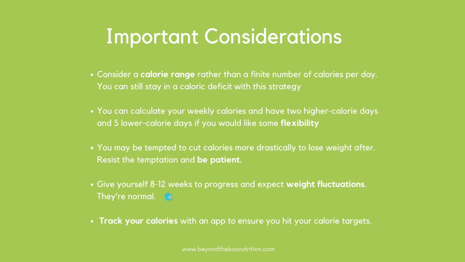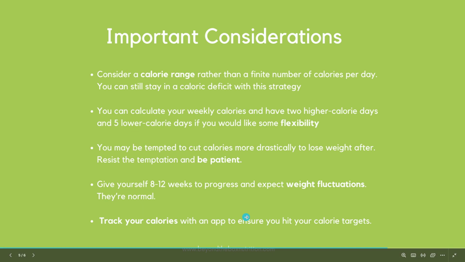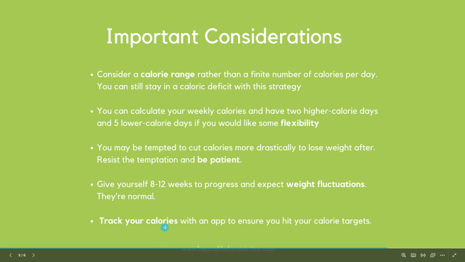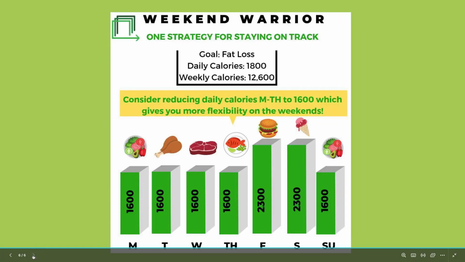So give yourself 8 to 12 weeks to progress over time and expect weight fluctuations. The scale will go up and down. The most important thing is that the trend lines are going down over time. And then the last consideration is to track your calories with an app so that you know if you're hitting your targets. Let us know how it goes for you, and we hope that you have a successful year ahead.